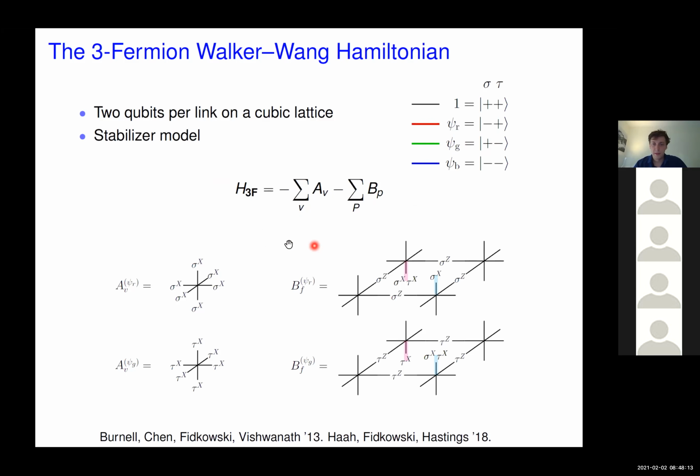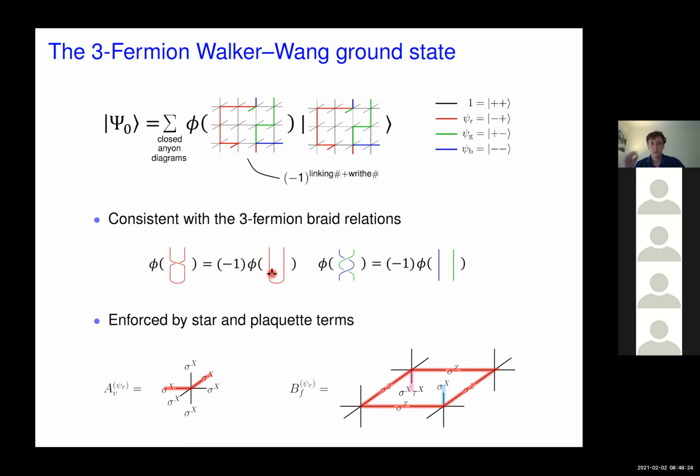They're not important. The main thing I want you to notice is that there are just two types of terms: these vertex terms and these plaquette terms, and they're both Pauli terms. While the Hamiltonian is not super important for our purpose, the ground state definitely is, and it takes on a particularly elegant form. If we choose a closed manifold, then there's a unique ground state. And as I mentioned, the ground state should look like a superposition over all closed anyon diagrams.